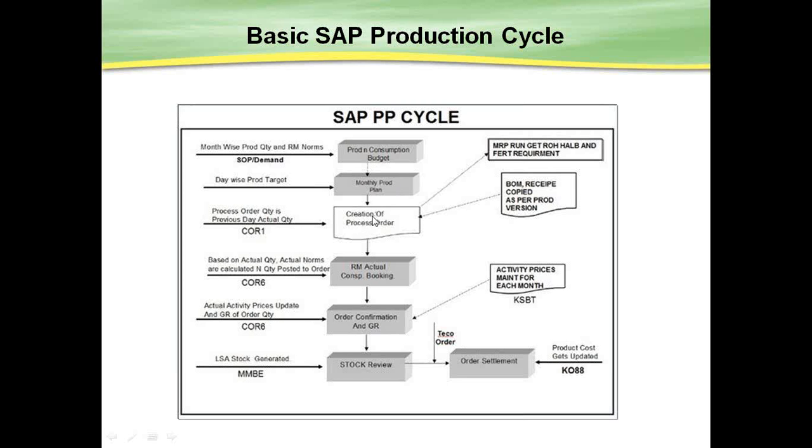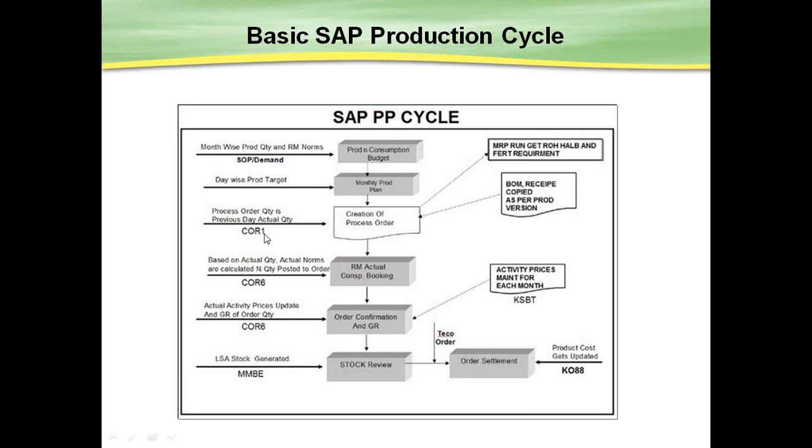Now the creation of a process order. On the basis of your plan, you will create a production order. The system will check the quantity of your previous day's actual to know the variances. On creation of your process order, the system will copy the bill of material, your recipe, your routing as per the production version. Here, in a production version, we define the validity of your bill of material and recipe for a particular production order. Then your actual quantity confirmation, then COR6.